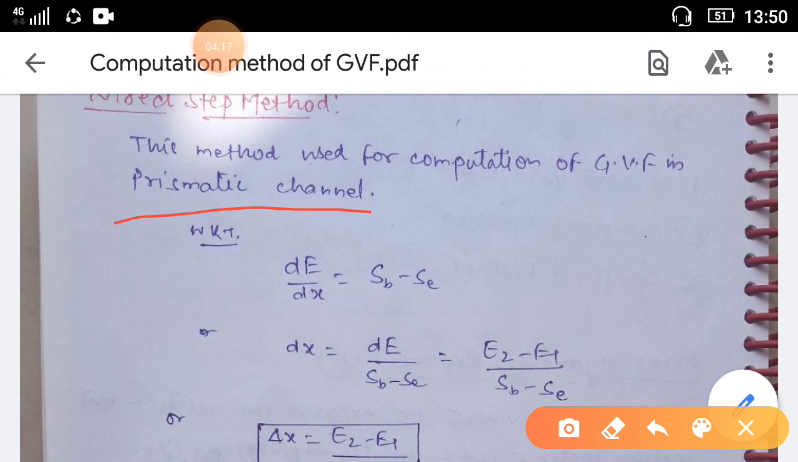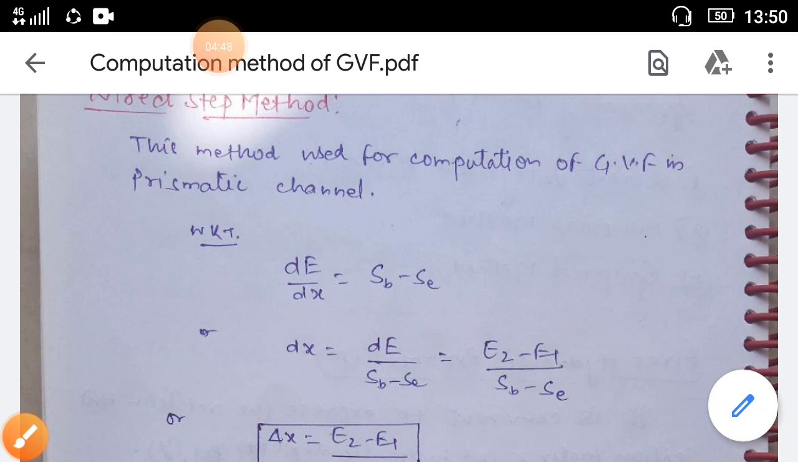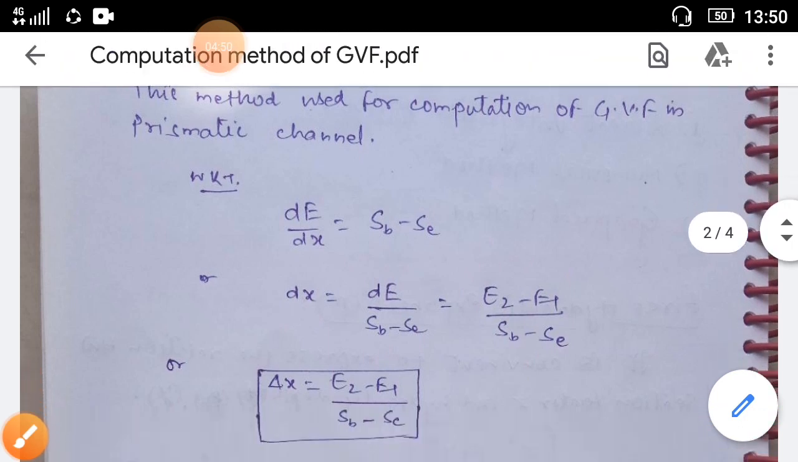Somewhere S_E is represented by S_F, so the meaning of S_F is also slope of energy. Now we can write dE by dx is equal to S_B minus S_E. So we can write in terms of dx, taking dE on the right hand side, so dx is equal to dE upon S_B minus S_E, and dE is nothing but change of energy. So we can write E2 minus E1 upon S_B minus S_E.